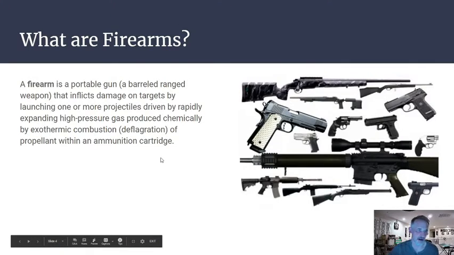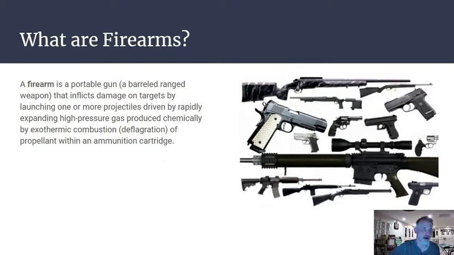What are firearms? A firearm is a portable gun, a barreled ranged weapon that inflicts damage on targets by launching one or more projectiles driven by rapidly expanding high-pressure gas produced chemically by exothermic combustion of propellant within the ammunition cartridge. I think that's a pretty scientific term to describe what everybody knows a firearm is.